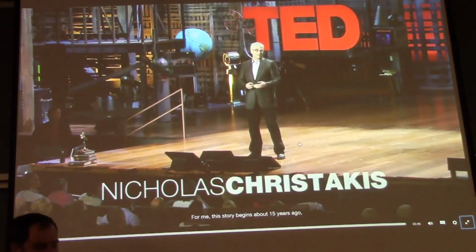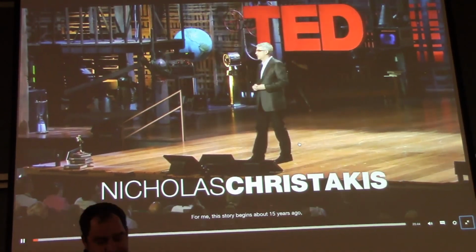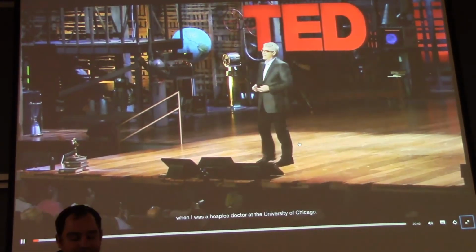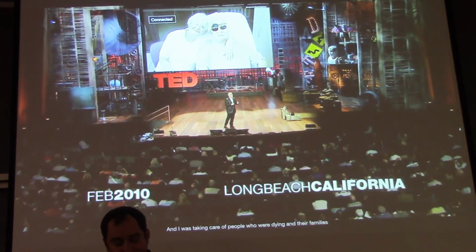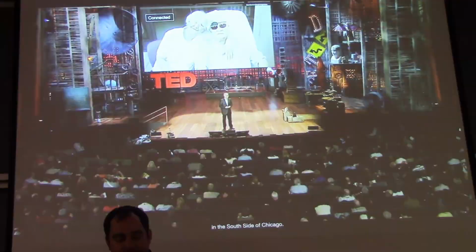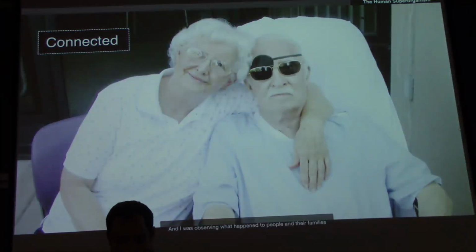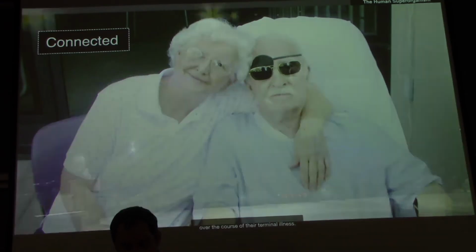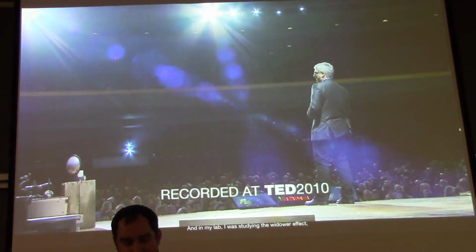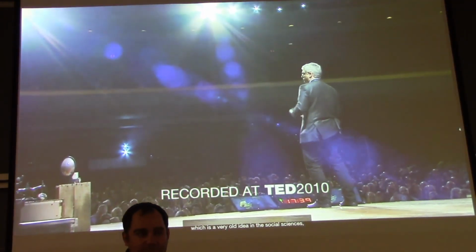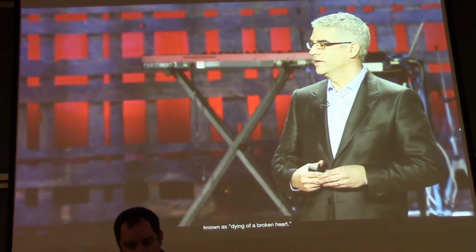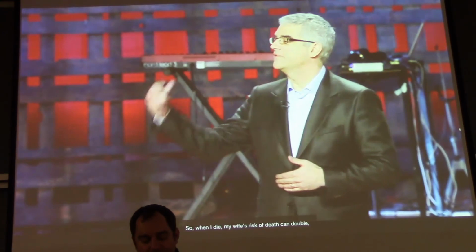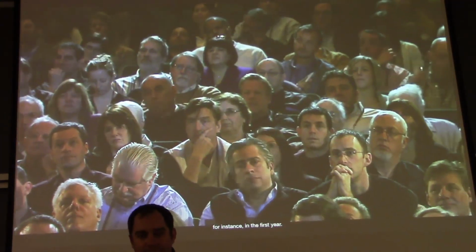For me, this story begins about 15 years ago when I was a hospice doctor at the University of Chicago. And I was taking care of people who were dying and their families in the south side of Chicago. And I was observing what happened to people and their families over the course of their terminal illness. And in my lab, I was studying the widowhood effect, which is a very old idea in the social sciences, going back 150 years, known as dying of a broken heart. So when I die, my wife's risk of death can double, for instance, in the first year.